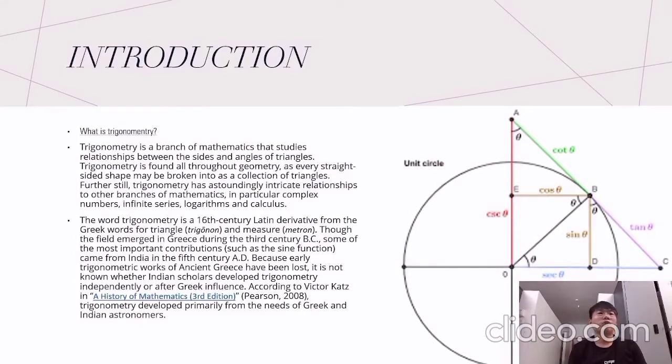Today I want to give an introduction about what trigonometry is. Trigonometry is a branch of mathematics that studies the relationship between the sides and angles of a triangle. Trigonometry is found all throughout geometry, as every straight-sided shape may be broken into a collection of triangles. Furthermore, trigonometry has extended intricate relationships to other branches of mathematics, in particular complex numbers, infinite series, logarithms, and calculus.